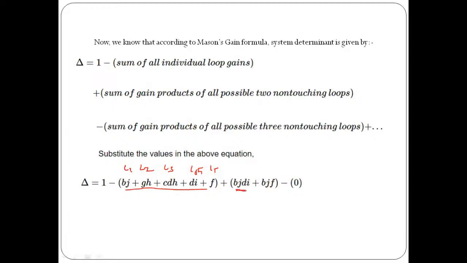So this will be your first pair of two non-touching loops. I think it is L1 and L4, and I think this will be L1 and L5. So that is important. So we have calculated the value of delta. Let this be equation number 4. I hope this point is clear to everyone.